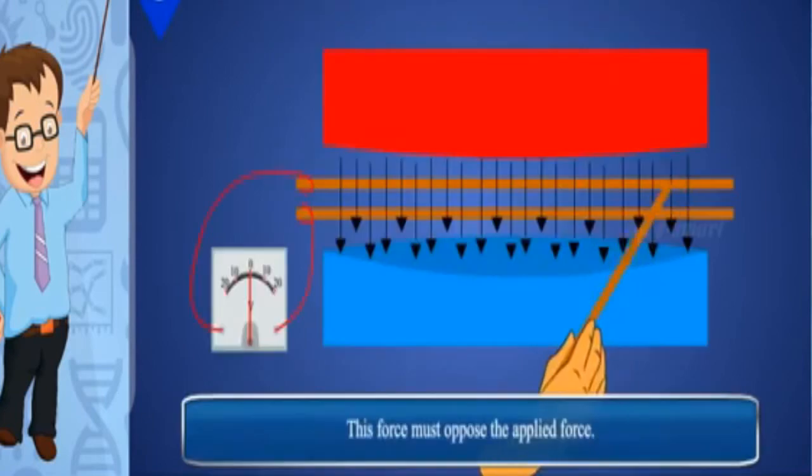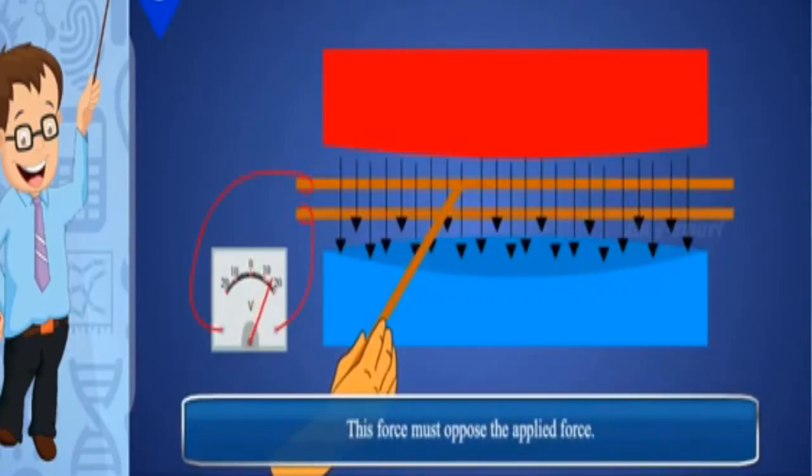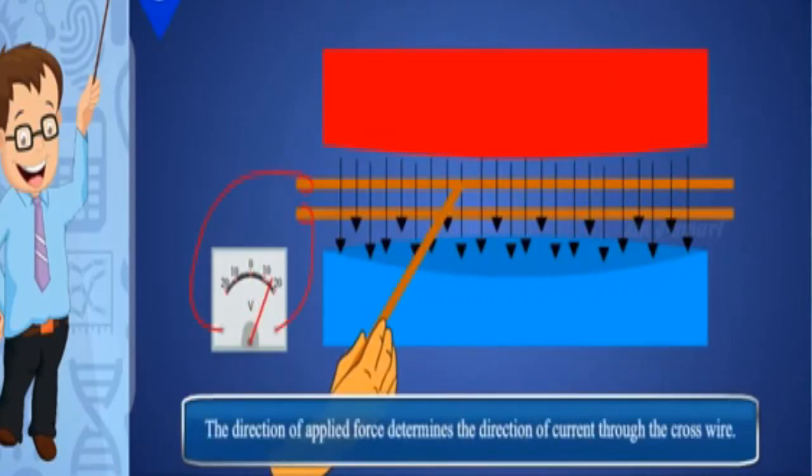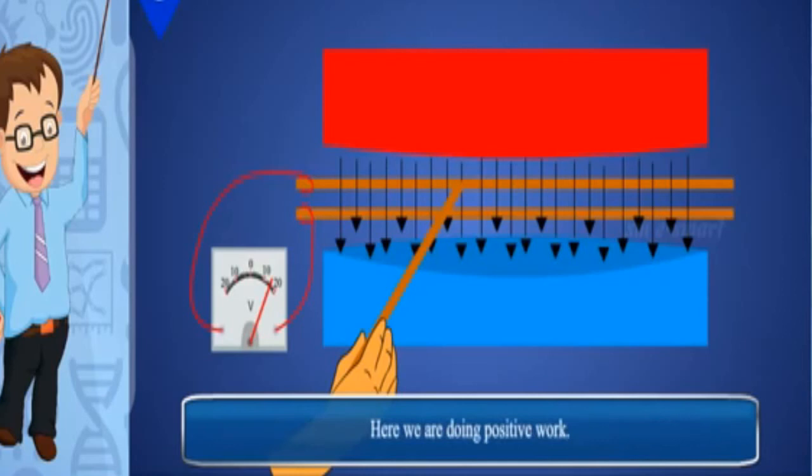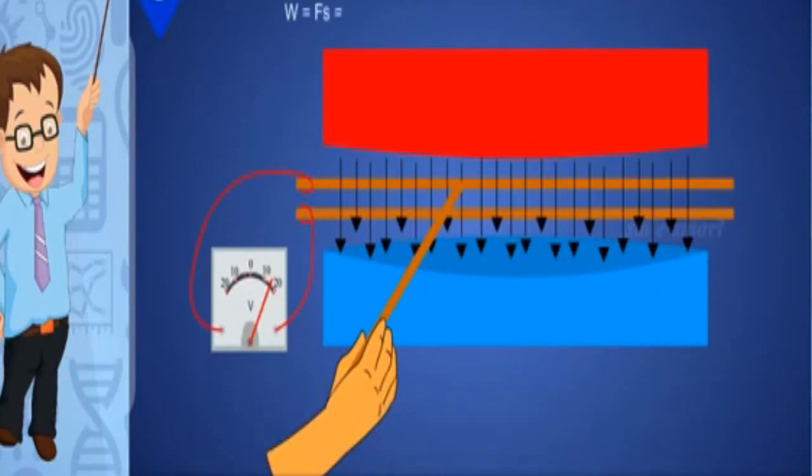This force must oppose the applied force. The direction of the applied force determines the direction of current through the cross wire. Here we are doing positive work. The work done by us in moving the cross wire converts into electric energy. So the work done is given by W equals Fs equals BIl s. Let this be equation 9.